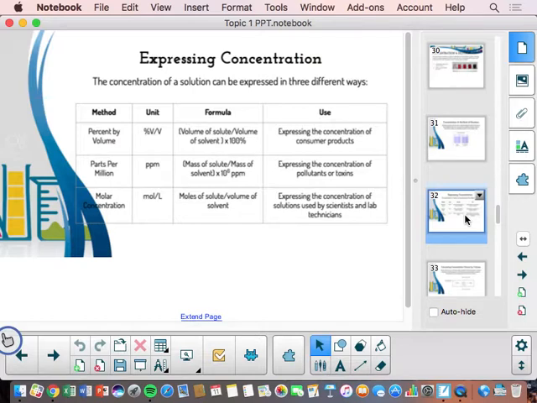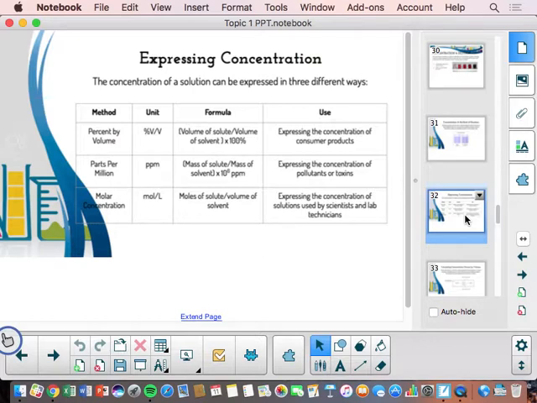So how we express concentration, there are three different methods, and they're all calculations that I will teach you how to do in a second. The first is percent by volume: the percentage of the whole mixture that is solute, the volume of solute over the volume of solvent times 100. This is a pretty easy calculation, and we'll do an example on the next slide.